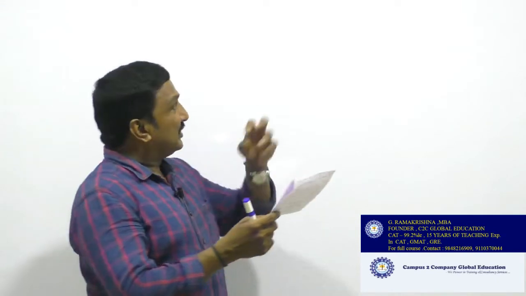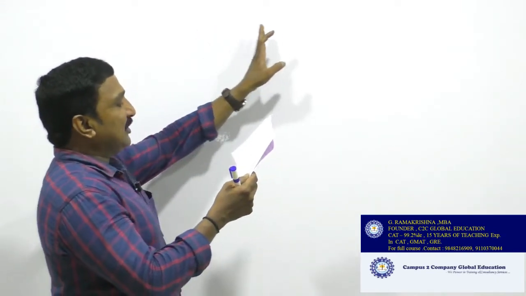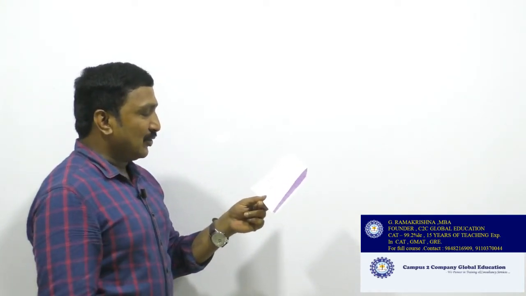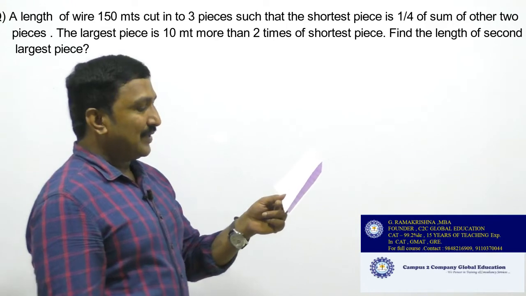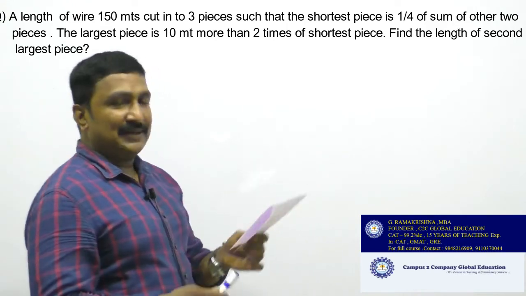Now look at the next question, friends. The length of wire is 150 meters cut into 3 pieces such that the shortest piece is 1/4 of the sum of the other 2 pieces. And the largest piece is 10 meters more than 2 times of the shortest piece. Find the length of the second largest piece.